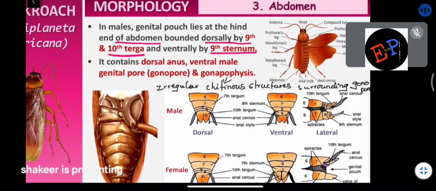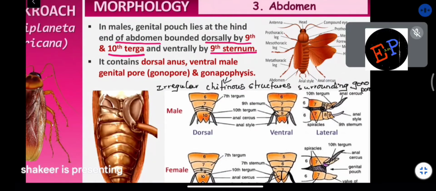But in the case of males, it is a bit different here. It is present in the end of the abdomen. What is meant by hind end of the abdomen? Hind means the last end of the abdomen, bounded dorsally by the 9th and 10th segments, or you can call them the tergites. Are you able to understand?